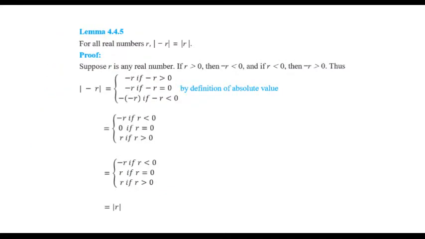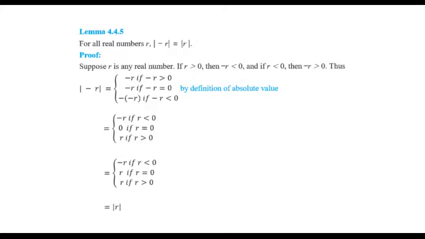Okay, so another lemma, 4.4.5. For all real numbers r, the absolute value of negative r is equal to the absolute value of r. Let's prove it again by the method of proof by division into cases. In this example, we have three cases.